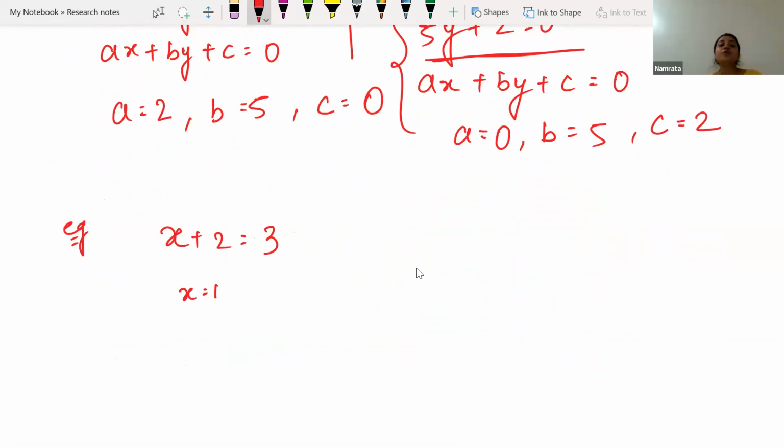Instead of 1, if you take x as minus 1, it will not satisfy. If you take x as 5, it will not satisfy. If you take any other number for x, this equation will get completely wrong. You will not get 3 after adding that to 2. Is it possible to get any other number as x instead of 1? Think of any number and tell me. If it's there, I'll write it over here.